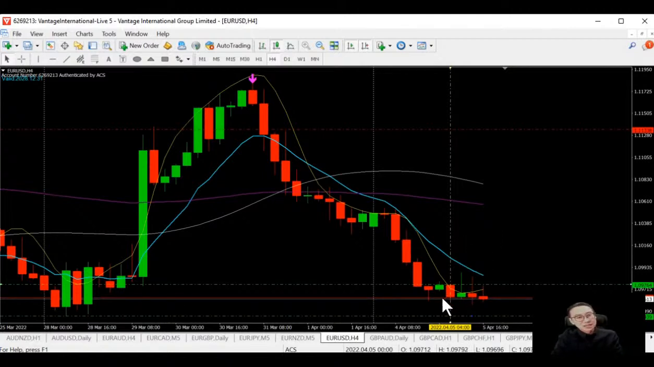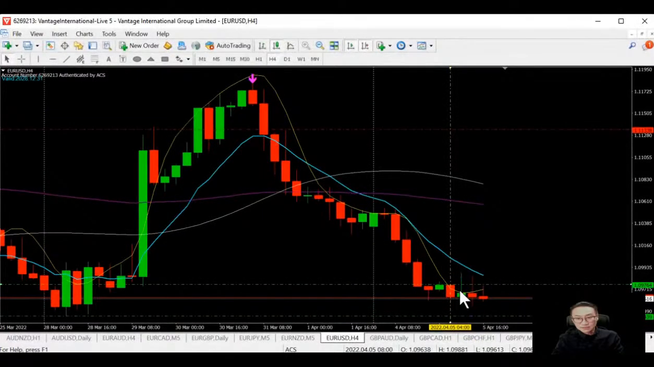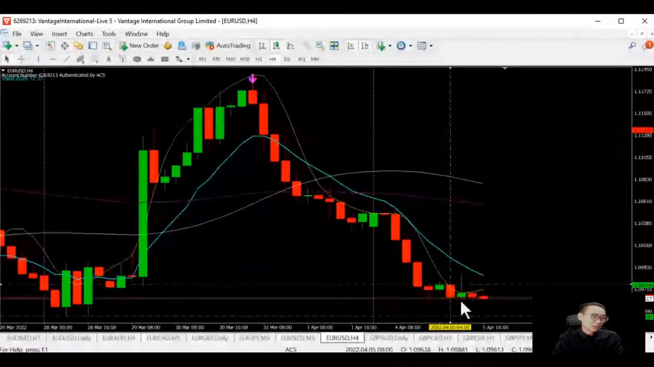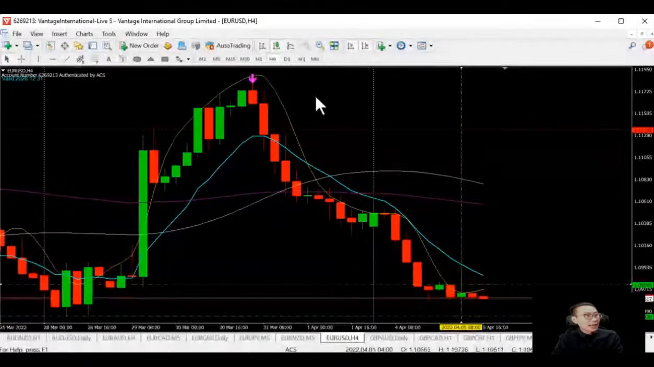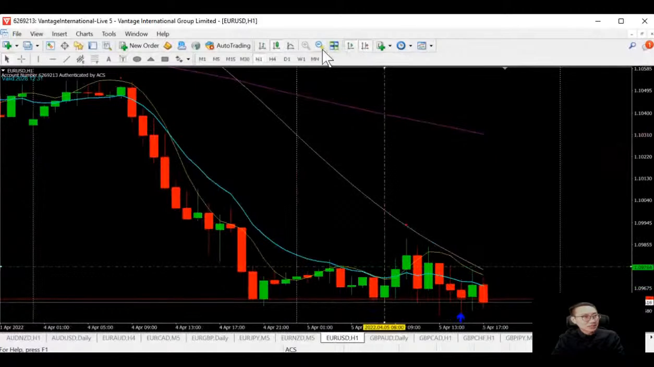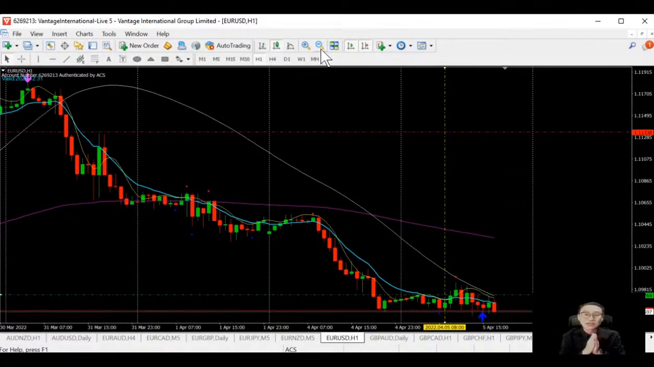Let me show you why I traded euro dollar today. Looking at this, I know that the selling is a rejection market. It's a rejection, so it's time for me to sell as well. Let me put it here and go to H1, zooming down to every smaller time frame, to the very point of precision that I want.